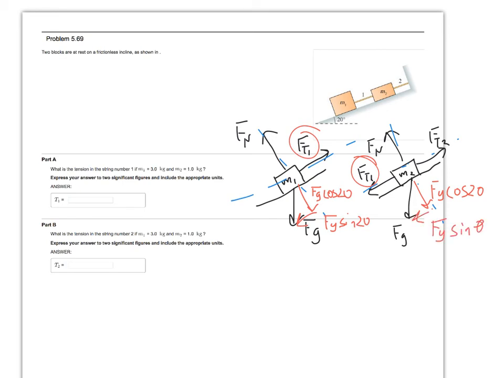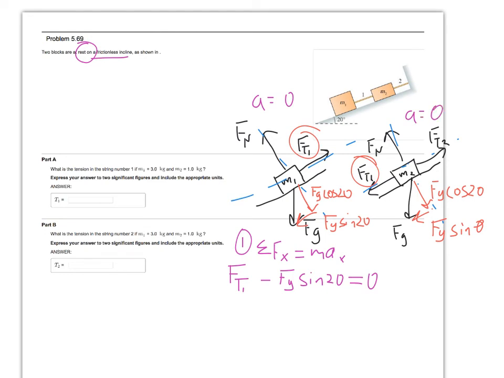I want to determine the tension in rope 1, so I'm going to start with box M1, simply because there's fewer forces. Here I really only care about my F equals ma in the x direction, because that is the direction of rope 1, and our incline is frictionless, so I don't even need to find my normal force. So force-wise, I'm going to have Ft1 minus Fg sine of 20, and that's equal to 0 because the boxes are at rest on the incline, so there's no acceleration for either one.